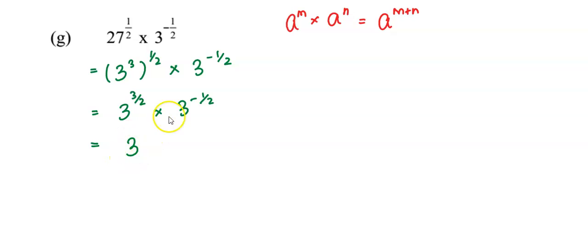So the 3 will be the a, and the m is 3 over 2, the n will be negative 1 over 2. Then now you are going to add them up. 3 over 2 plus negative 1 over 2, that will be 3 over 2 minus 1 over 2. The final answer is 3 minus 1, that will be 2 over 2. Finally, you get a 3 power of 1, which is equivalent to 3.